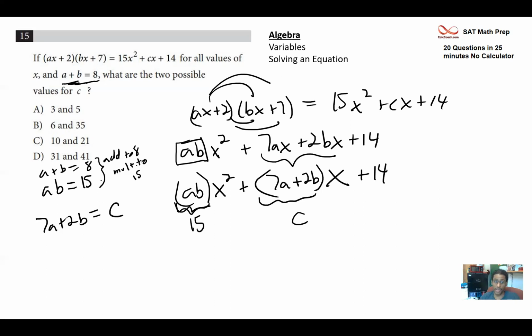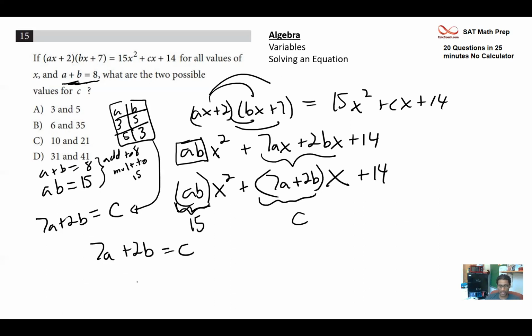Or it could be 5 and 3. We don't know who is who, right? So either it's going to be 3 and 5 or 5 and 3. So a could be 3 and b could be 5, or the other way around. What we do with this is plug it into this equation. 7a plus 2b is going to be equal to c. And first, let's take a is 3 and b is 5. So 7 times 3 plus 2 times 5 is going to be 21 plus 10, or 31.